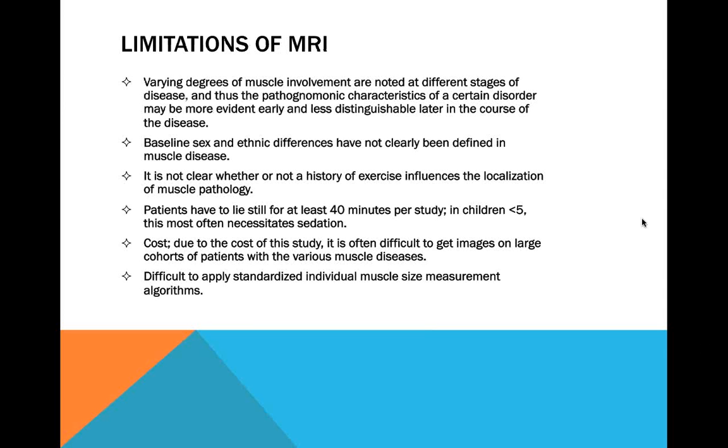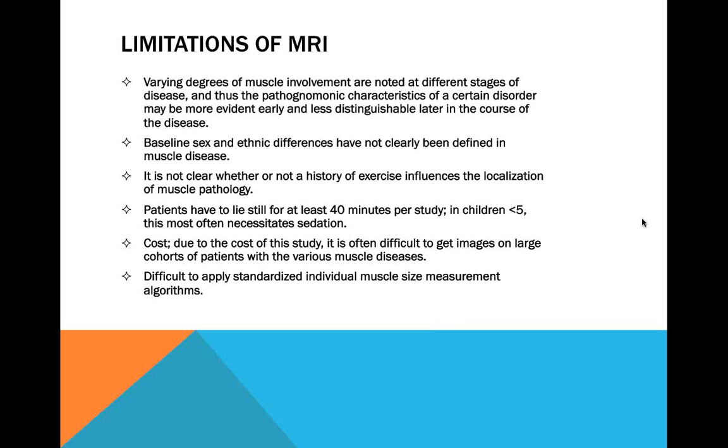Now, the limitations of MRI. So there are varying degrees of muscle involvement that are noted at different stages of disease. And thus the pathognomonic or characteristic features of a certain disorder may be more evident early on in the disease. But later on, it might become less distinguishable. That's really been the case in terms of what I've seen, either ultrasound or MRI, is that the longer the disease process has been sitting there, the more they all start to look the same. So the ideal situation is to catch it early on, probably when the patient is symptomatic, and to take a look at the pattern of muscle involvement before everything has essentially become involved.